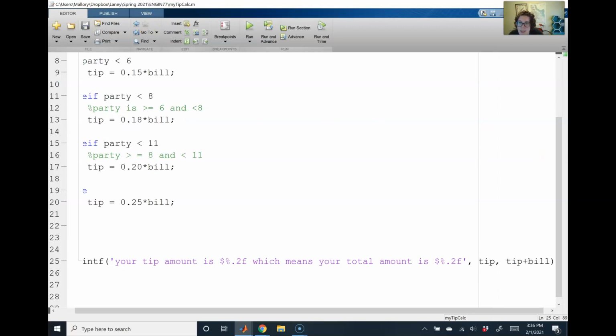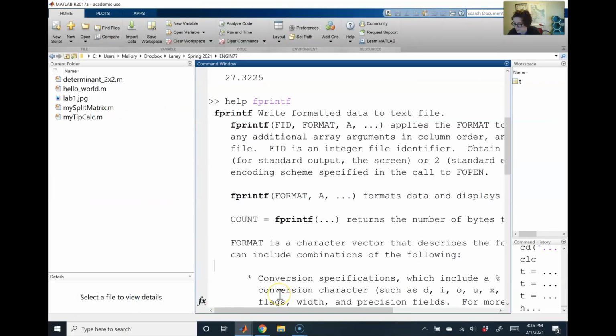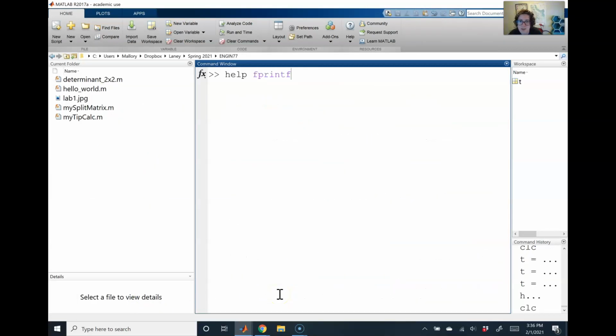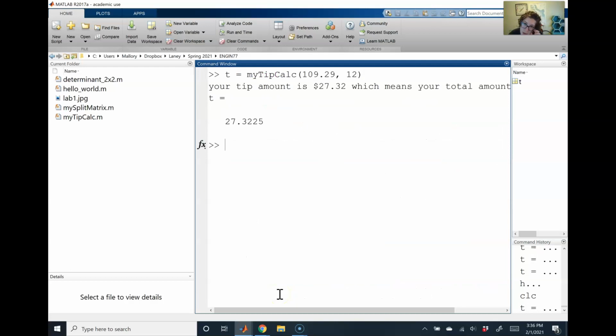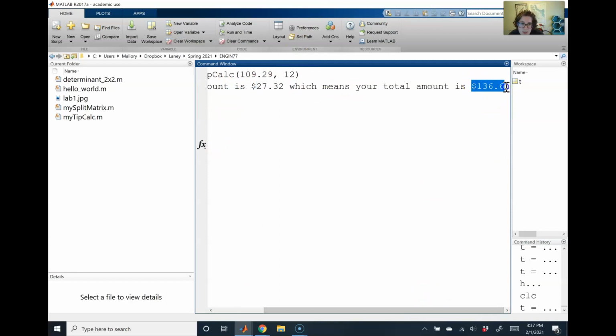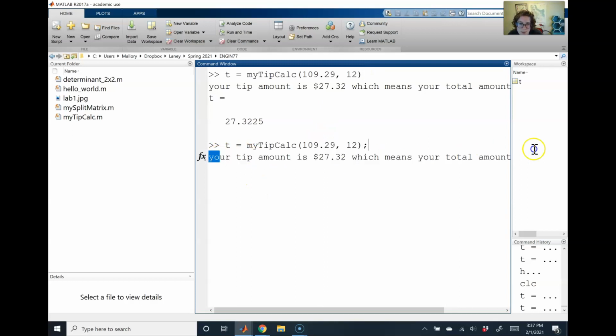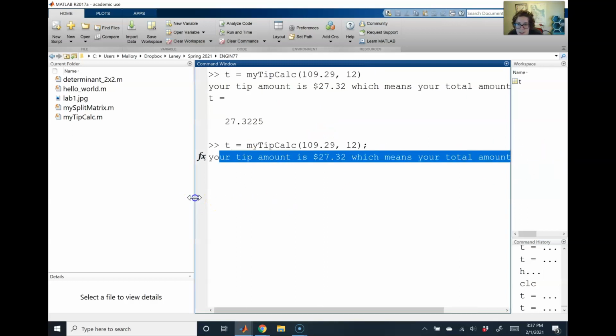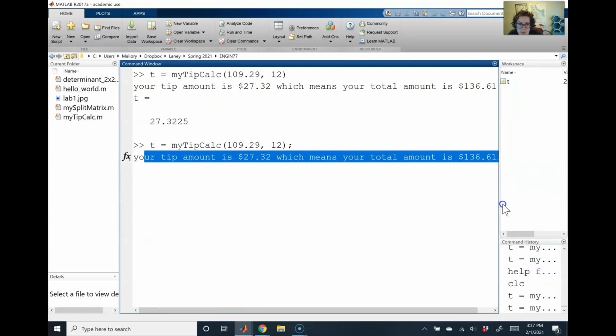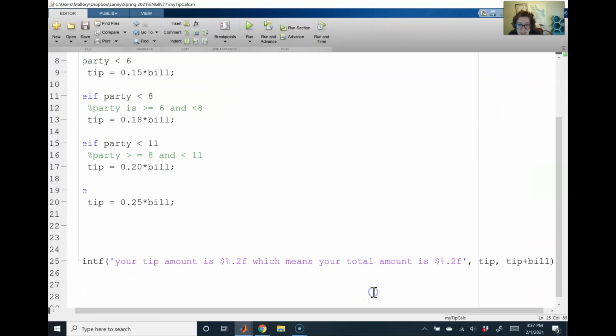So let's run this and see how it goes. So CIC, using that previous example, says your tip amount is 27.32, which means your total amount is 136.61. And then it still did our output because I didn't put a semicolon here. If I put a semicolon here, then it's just going to print out that text. So let's look at that one more time.